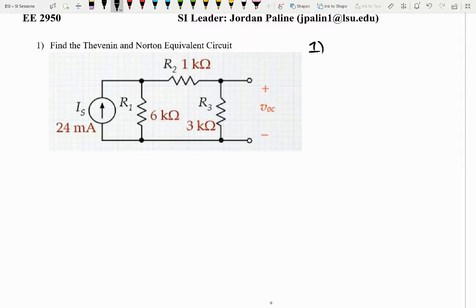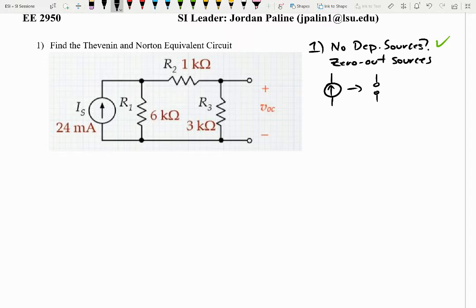One, there are no dependent sources. And there are none. So we shall move on to step 2, where we will zero out our sources. That's where we take the current source and we're going to turn it into a flipped out wire.